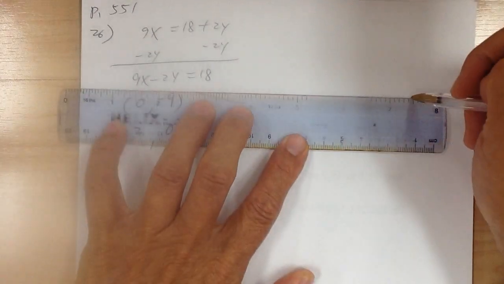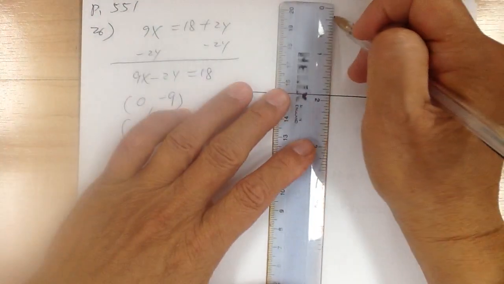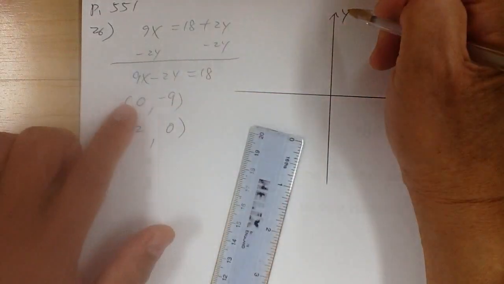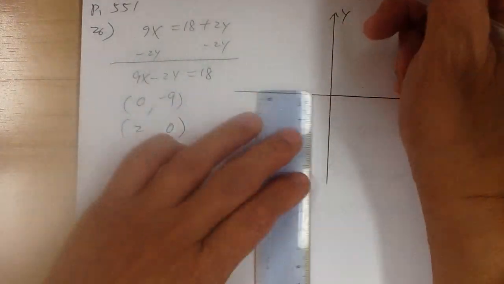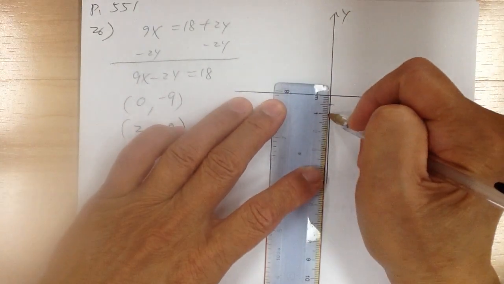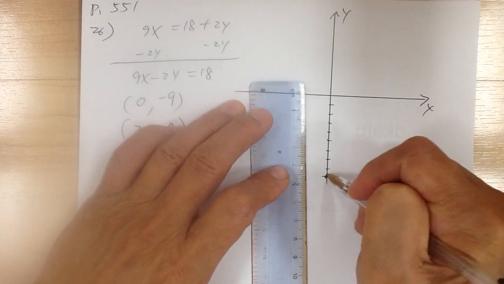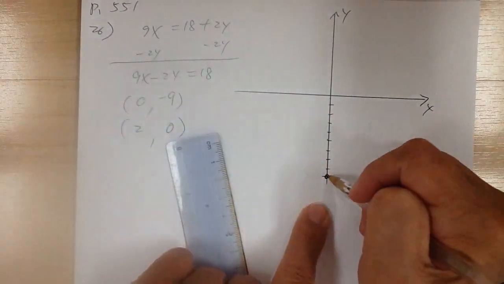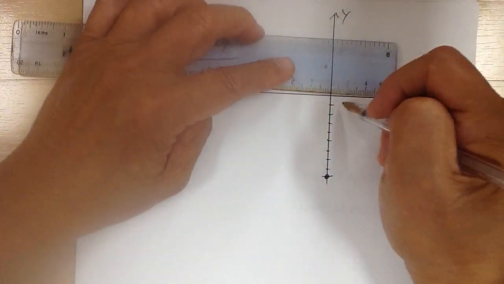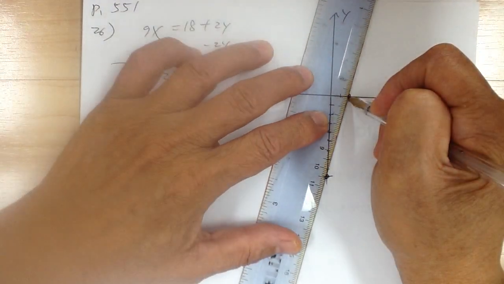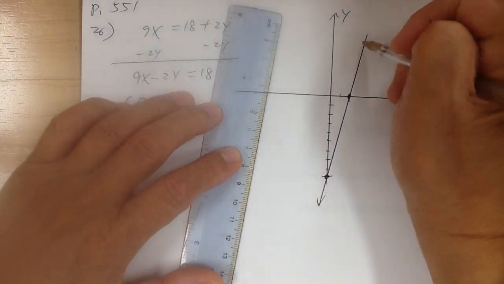Okay, so now you can go and get your graph paper. So first point is 0, -9. So 0, -9, that's over here. Next point is 2, 0. That's 2, 0, and so your graph would be like this.